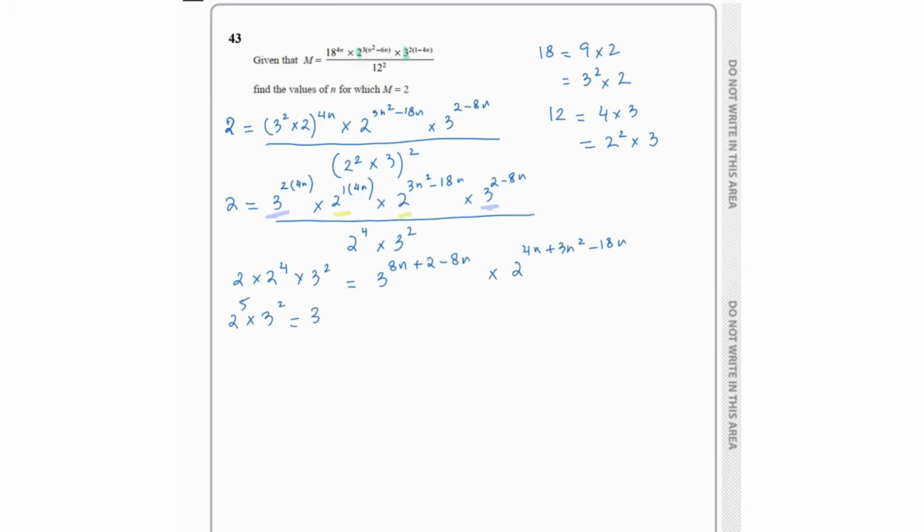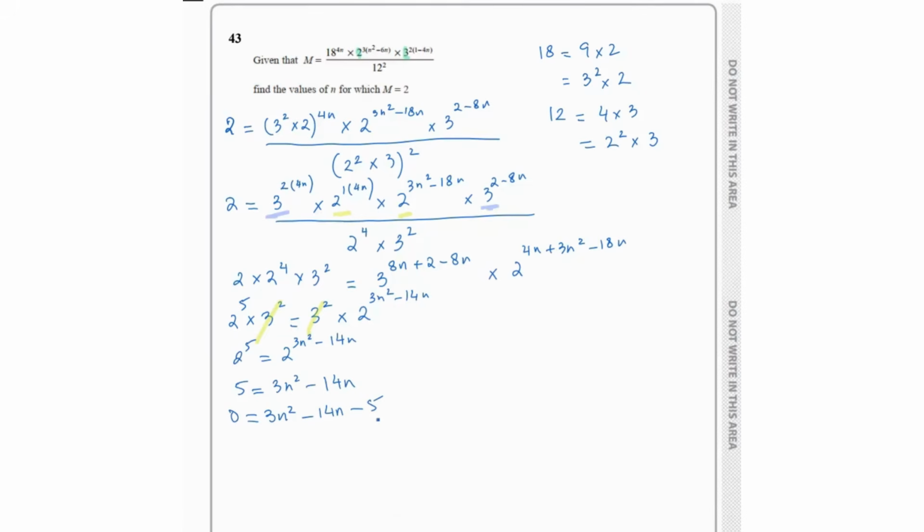So that's going to be 3 to the power of 2 times 2 to the power of 3n squared minus 14n. Now we have 3 squared over here and over here. So basically they're going to get divided by each other, so they get cancelled out. So 2 to the power of 5 equals 2 to the power of 3n squared minus 14n. When we have similar bases existing alone on both sides, we can put the powers equal to each other. And as you can see, we will have a quadratic equation now. So we have to solve this quadratic equation to find the value of n.